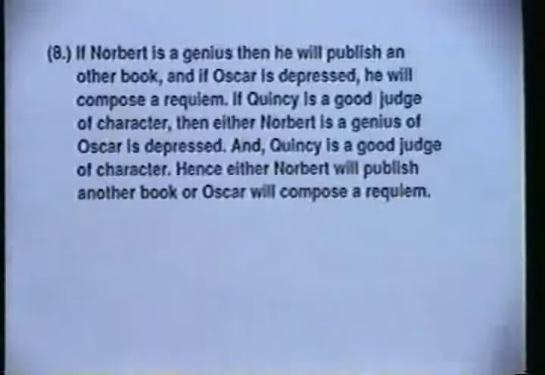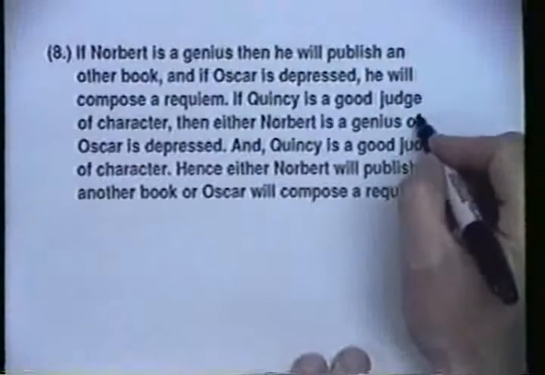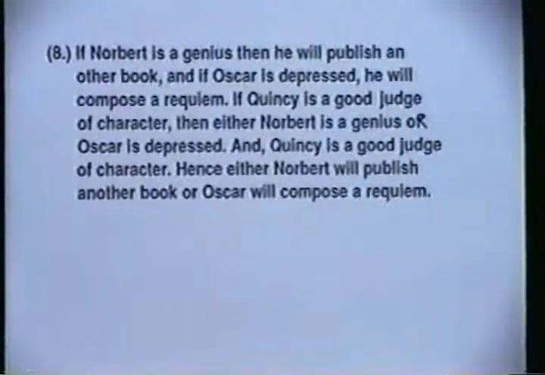derive the conclusion. Okay, look at this. If Norbert is a genius, then he will publish another book. And if Oscar is depressed, he will compose a requiem. If Quincy is a good judge of character, then either Norbert is a genius or Oscar is depressed. And Quincy is a good judge of character. Hence, either Norbert will publish another book or Oscar will compose a requiem.